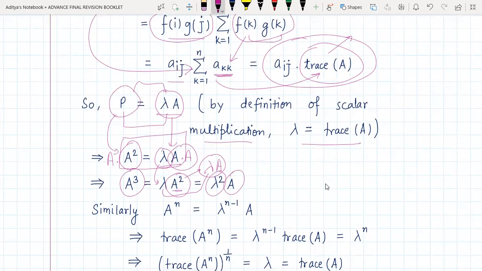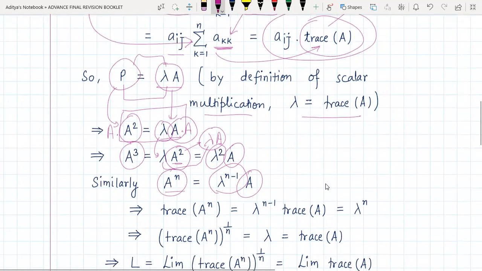Similarly, multiplying by A again and again, we will get Aⁿ equal to lambda^(n-1) into A. Easily we can observe this. Now take the trace on both sides. On taking the trace on both sides, this lambda^(n-1) is acting as a scalar constant.